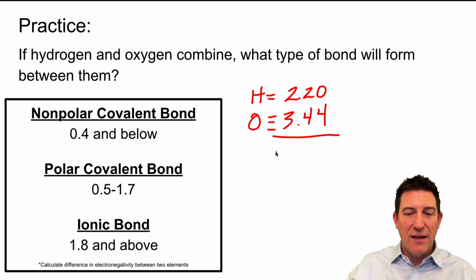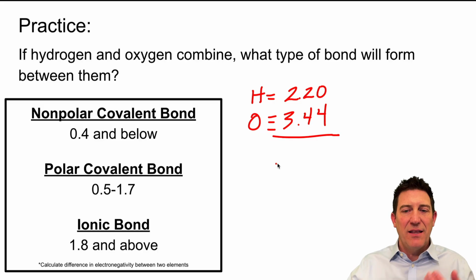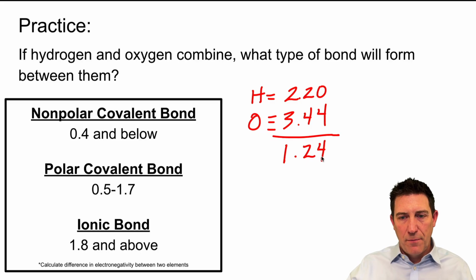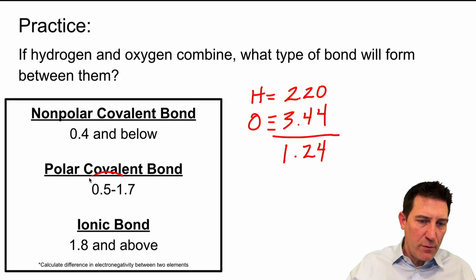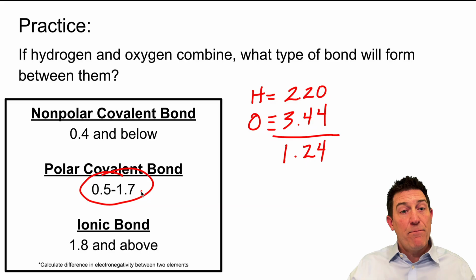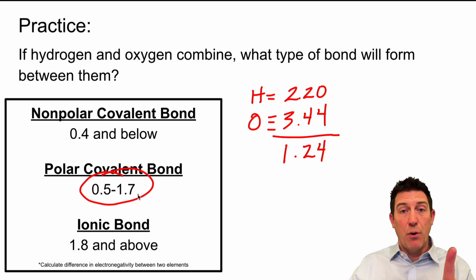And the difference I get would be a negative number, right? But there's no negative numbers. This is an absolute value. There aren't real values. We're just trying to see what's the difference in their greediness. So their difference in greediness is 1.24. Where does this fall on the chart? Well, we can come right over here and we see that this falls within the polar covalent bond. So the type of bond that's going to hold a hydrogen and oxygen together is a polar covalent bond.